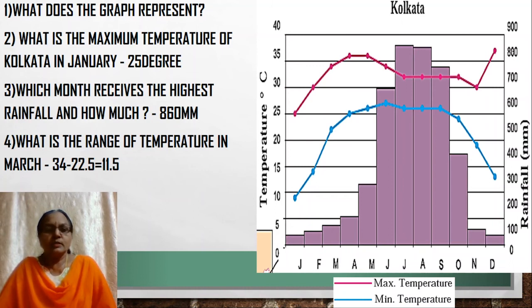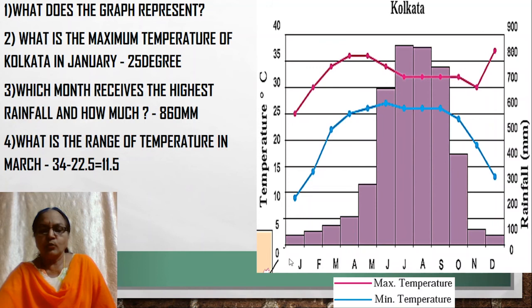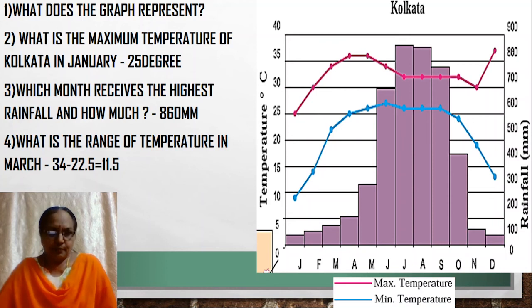Next is, what is the maximum temperature of Kolkata in January? So see where January is and find out what is the maximum temperature. Maximum temperature is given by the red line graph. So the maximum temperature in the month of January is 25 degrees.